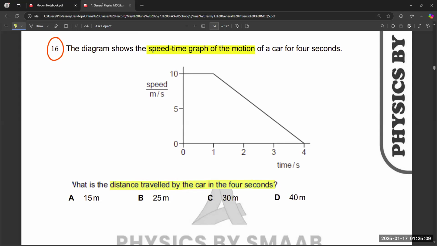Yes, any question? I got the answer. Okay, what is the answer? Sir, C. Okay, C is the answer, 30. Okay, let's wait for the others' answer if they are calculating. So let's see if they are getting the same answer or a different one.